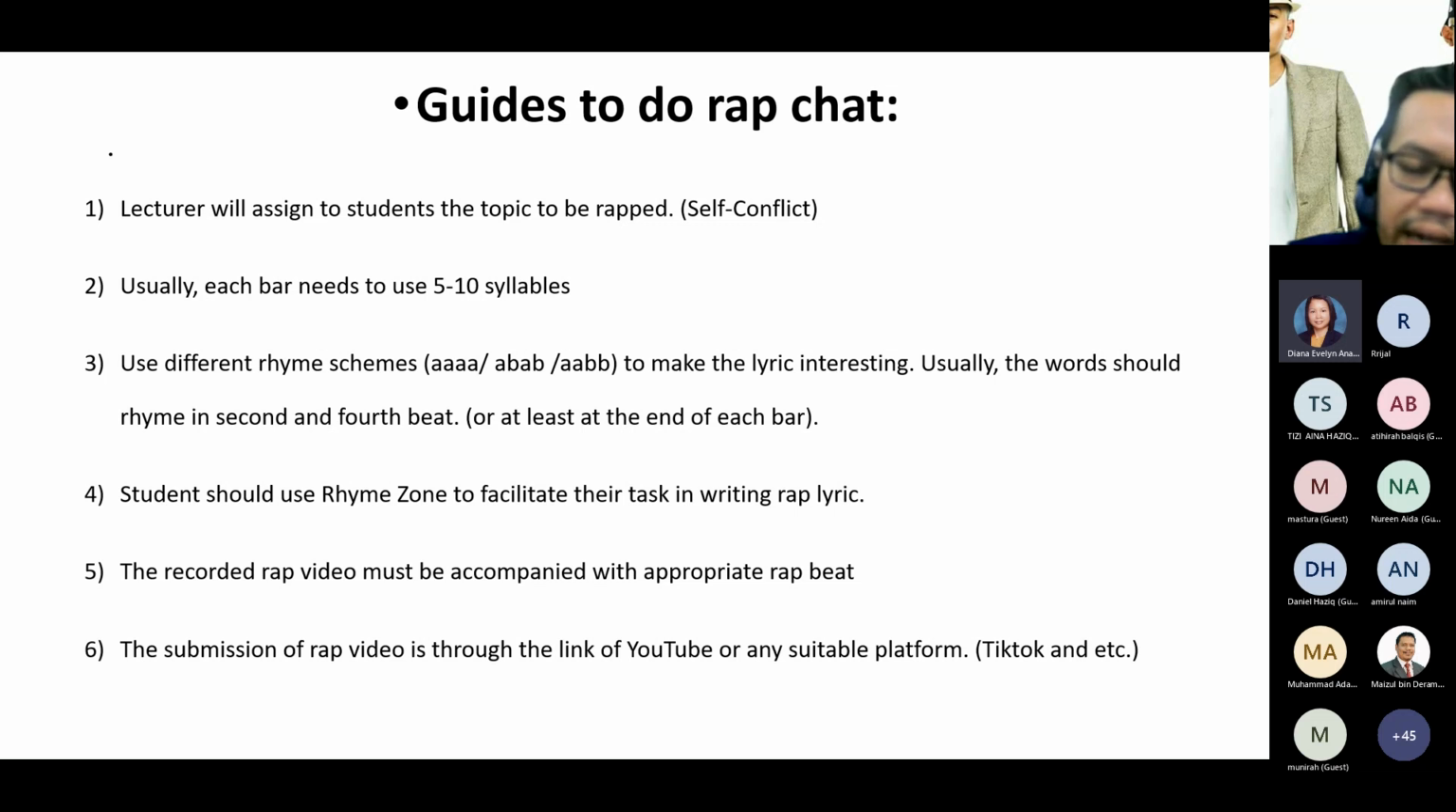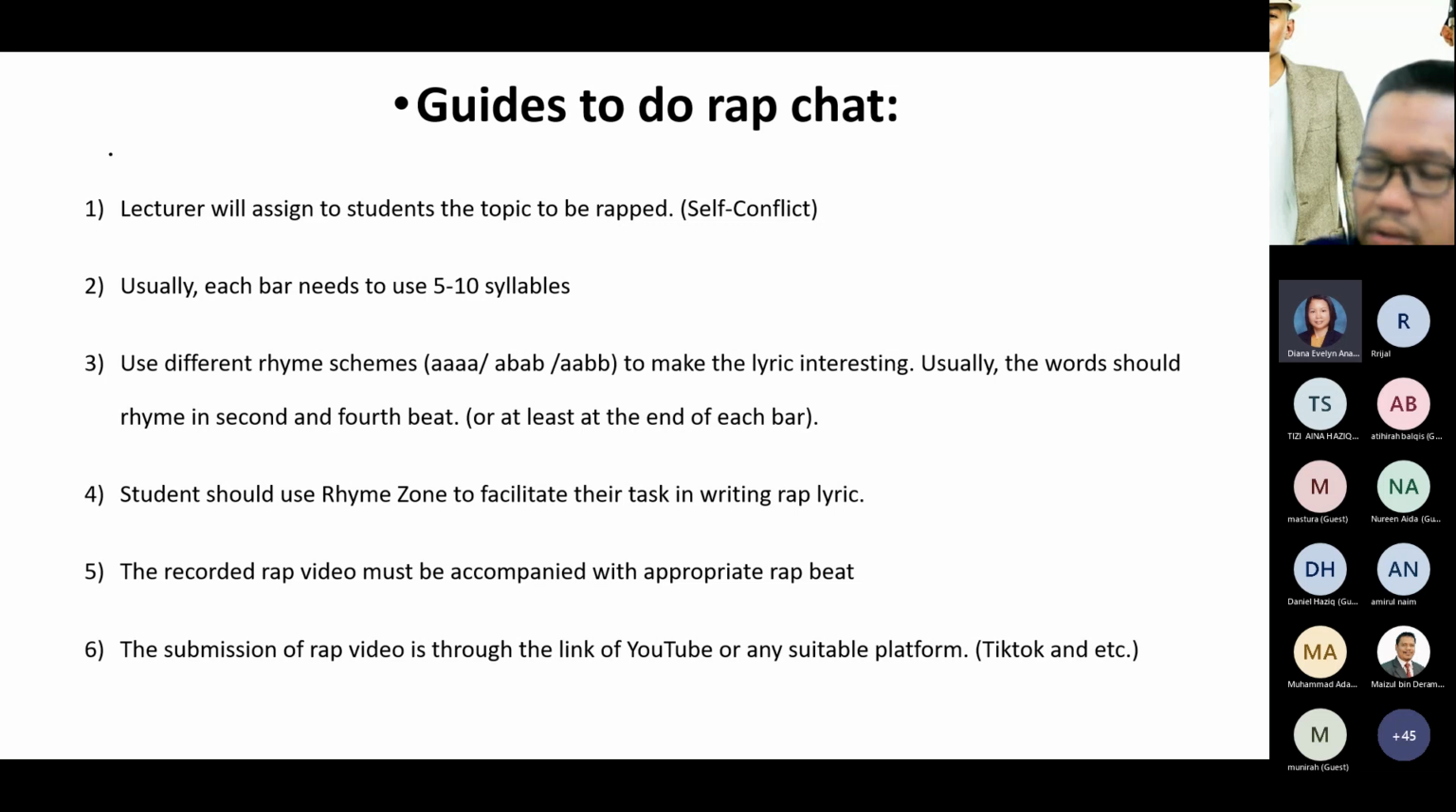Okay, so the lecturer will assign, maybe already assigned, the topic to be rapped. Basically we choose generally self-conflict. Self-conflict, up to you. Conflict within yourself, not others' conflict, whether internal or external conflict. Usually each bar uses about 5, or from 1 to 10 syllables, depending on the rap beat. And I suggest you use different rhyme schemes so there is more variety and more chance for you to find more words, vocab you may never have encountered before in your life, to make the lyrics interesting.